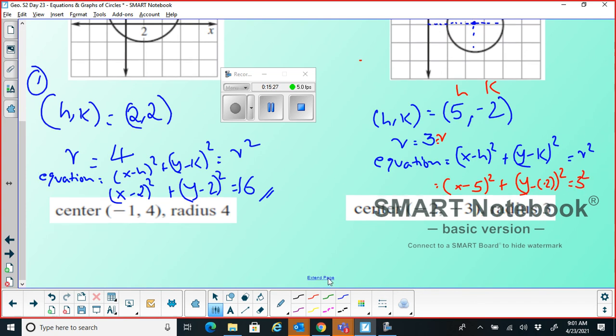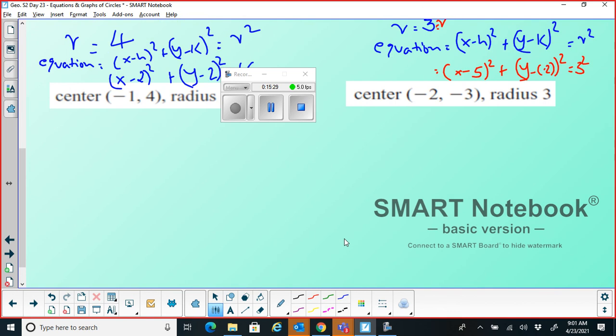So further, let's simplify these two things that we have. So here I'll have x minus 5 whole square plus y minus of minus 2 becomes y plus 2 whole square, and this was 3 square, which is nothing but 9. So that should be our final answer.